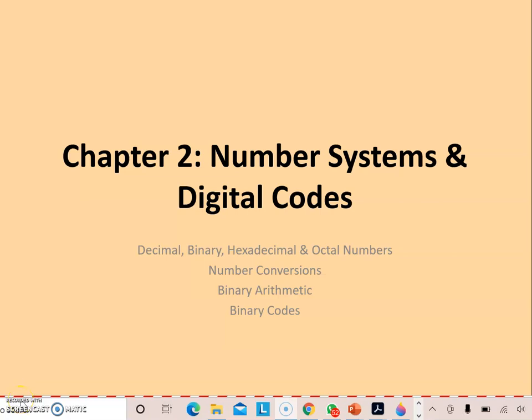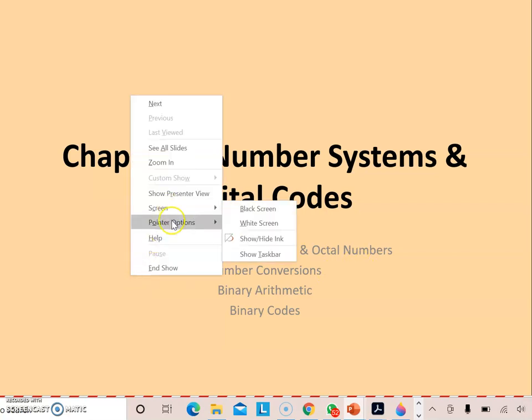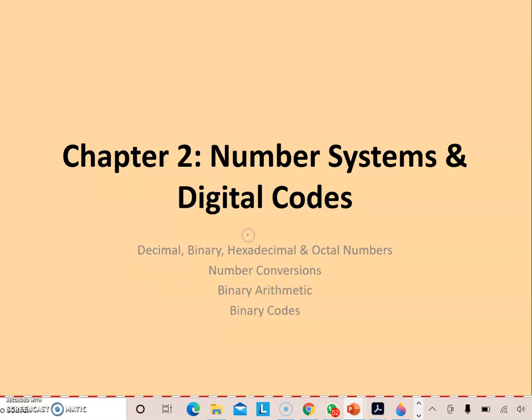Assalamualaikum and good day. Now we're going to continue to our next chapter, which is chapter 2, number system and digital codes. Here we're going to know about the decimal, binary, hexadecimal, octal numbers. We will learn about number conversion, binary arithmetic, and binary codes.